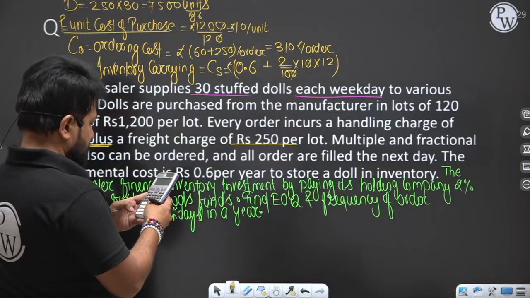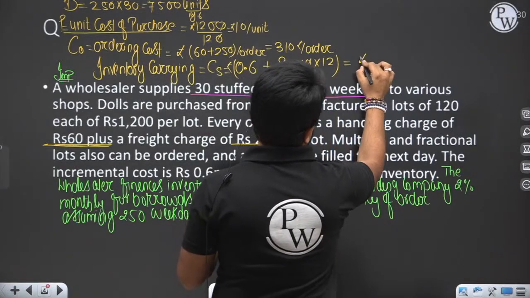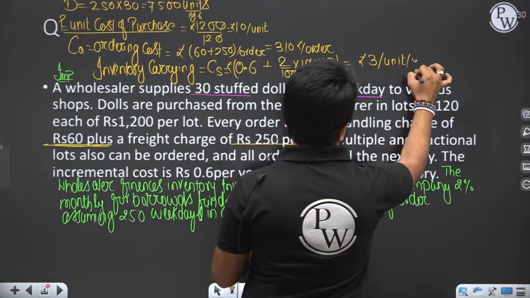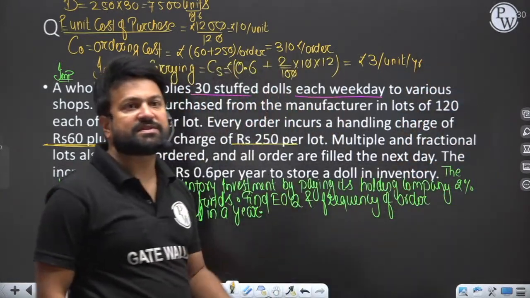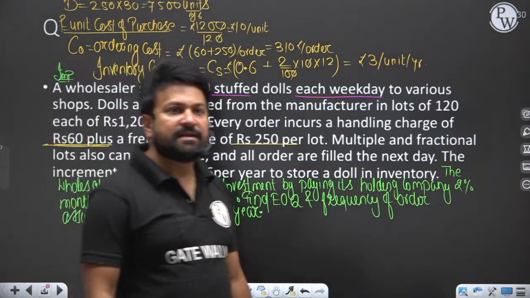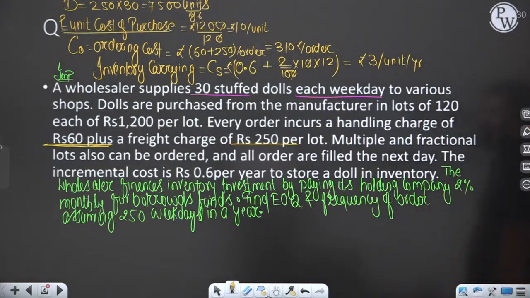24 divided by 10, answer plus 0.6, it will be rupees 3 per unit per year. Yes, this is a twist in this question.